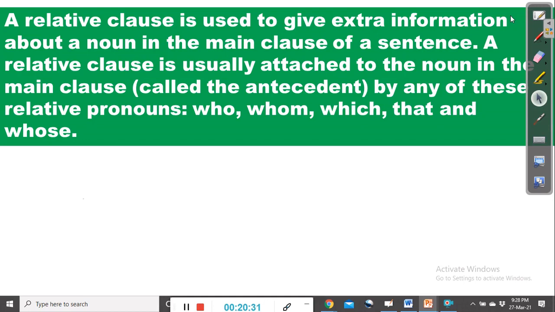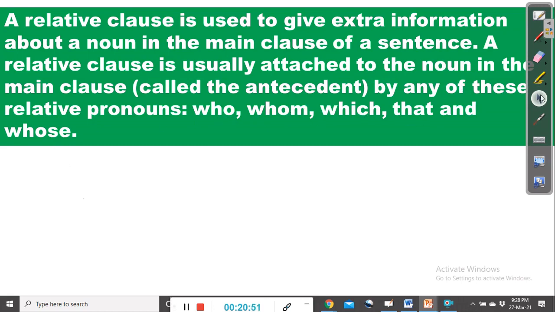Now, a relative clause is usually attached to the noun in the main clause, which is called the antecedent. I earlier referred to that, by any of the relative pronouns, and we have seen the relative pronouns who, whom, which, that, and whose.